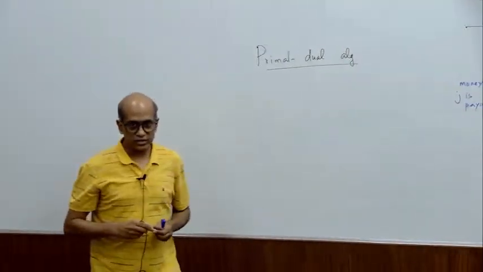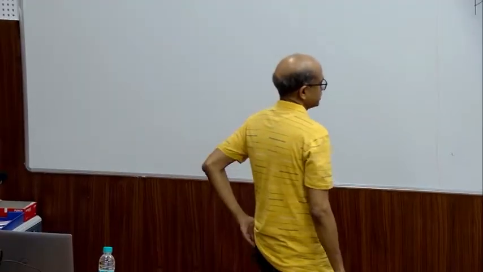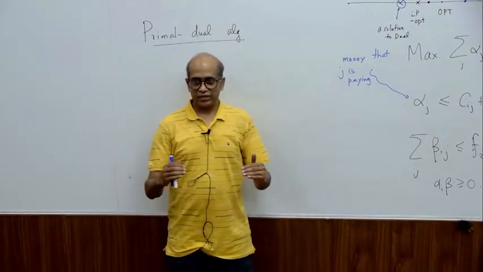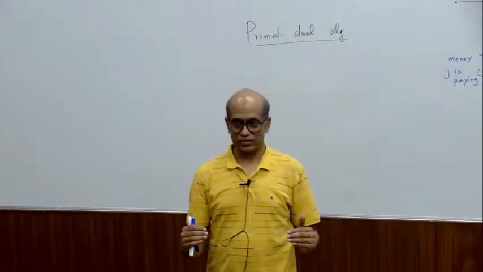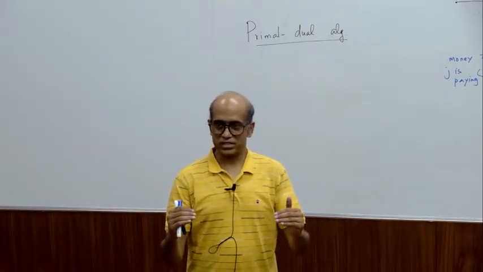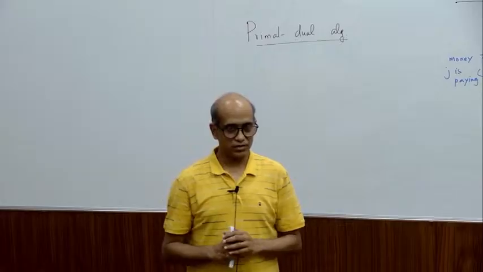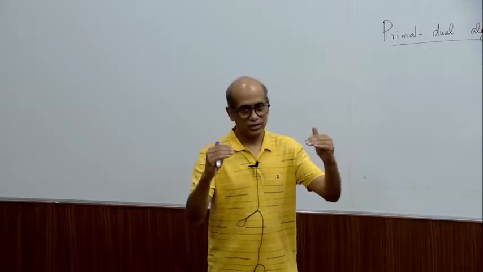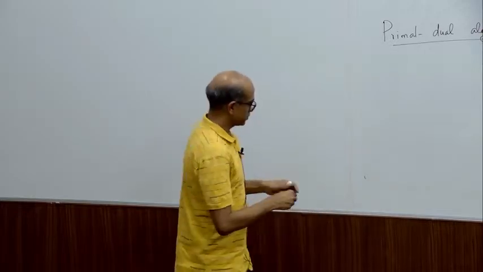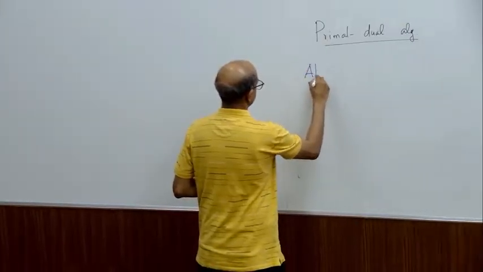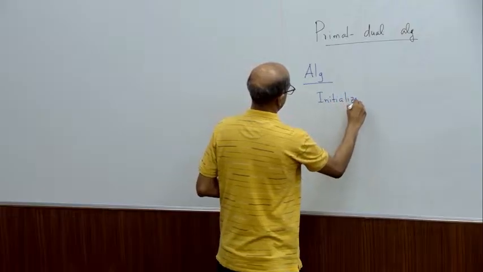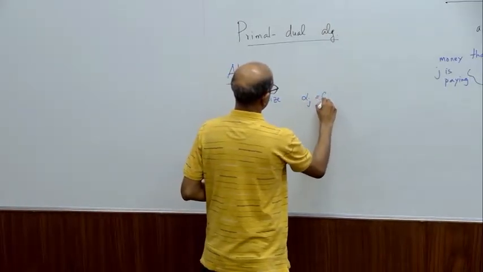As you are all saying, I want to raise money. The way this is going to work is that initially alpha j will be equal to 0 for everyone, and then everybody will start paying money. At a uniform rate, the alpha j's will increase. They'll keep on increasing, and you will tell me what the bottleneck is, what stops them from raising forever. The algorithm is very simple. It says: initialize alpha j to 0 for all j.